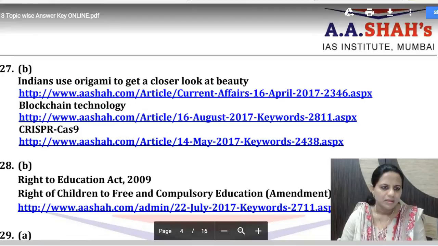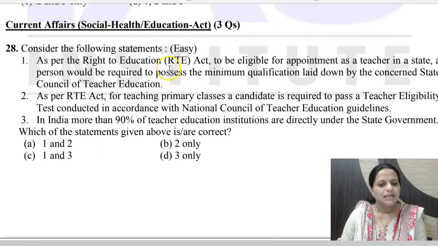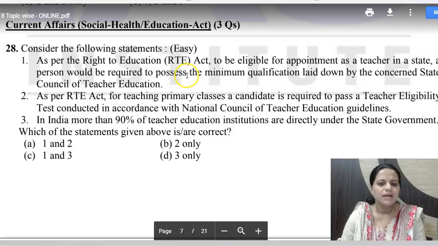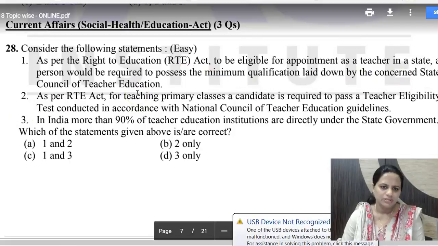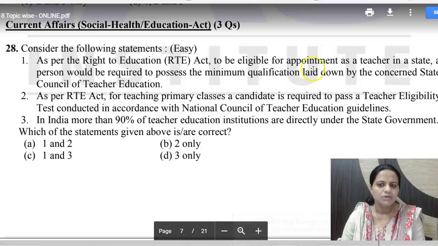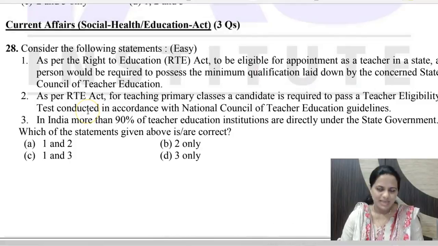Then next is, consider the following statements. As per the Right to Education Act, to be eligible for appointment as a teacher in a state, a person would be required to possess the minimum qualifications laid down by the concerned State Council of Teacher Education. So, minimum educational qualification is required, but the minimum educational qualifications are laid down by the State Council, and the RTE is for the national level. So, here this aspect is incorrect.